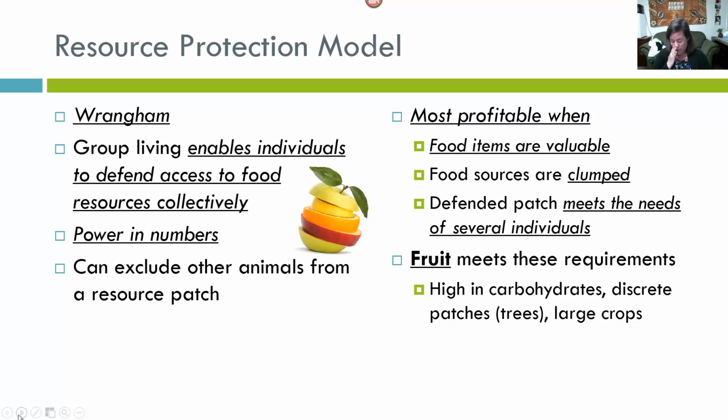Wrangham also noted that primates preferentially feed on fruit and suggests that this observation may account for why so many primates actually live in groups, because they eat fruit.